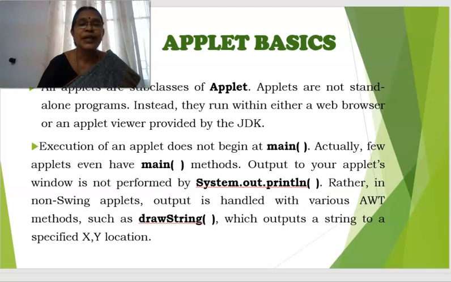Execution of the applet does not begin at the main method. Instead, the execution of the applet starts with the init method. And output to the applet's window is not performed by System.out.println. Rather, in non-Swing applets, output is handled with various AWT methods such as the drawString method, which is present in the Graphics class, and which helps you to output a message at a specific X and Y location.